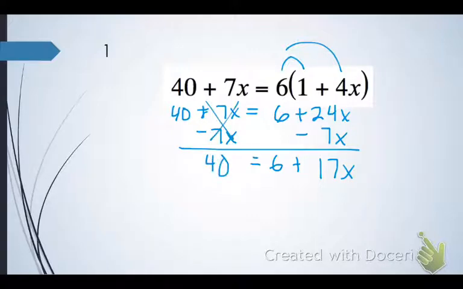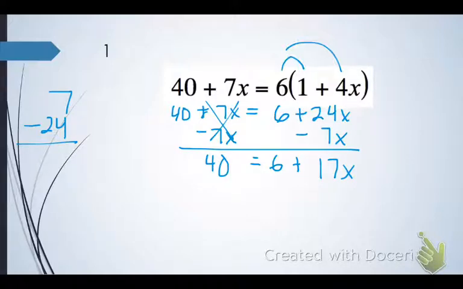The 7x is over here canceled, so I'm left with 40. If you were to do the reverse, you would end up doing 7 minus 24, and you would be introducing yourself to negatives. Negatives are not a bad thing, but it just leaves more room for mistakes and losing those negative signs in our problems. So I would encourage you to try to keep it positive, but that is your choice. So as I have it here, 40 equals 6 plus 17x.